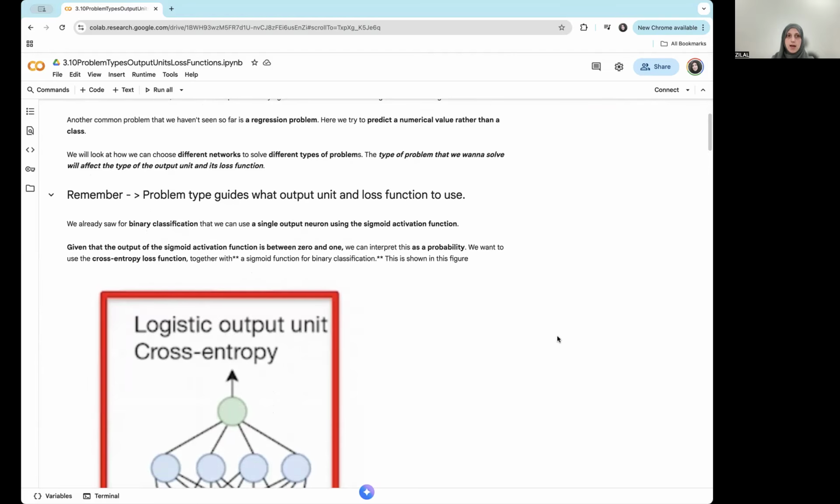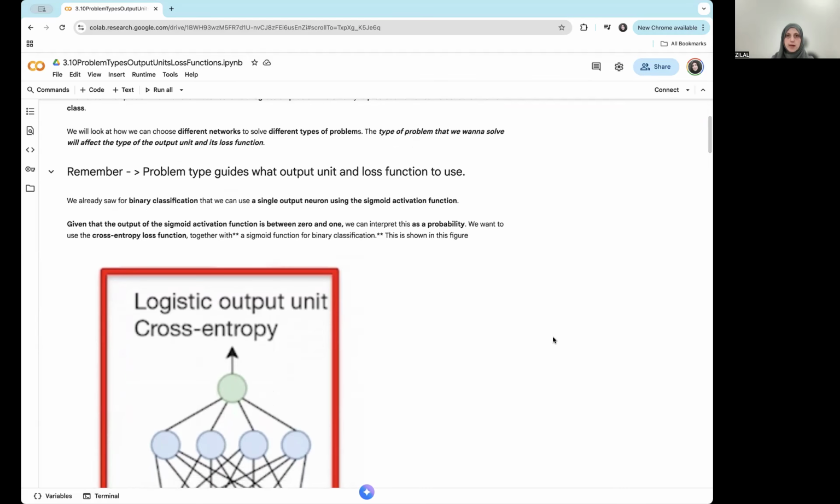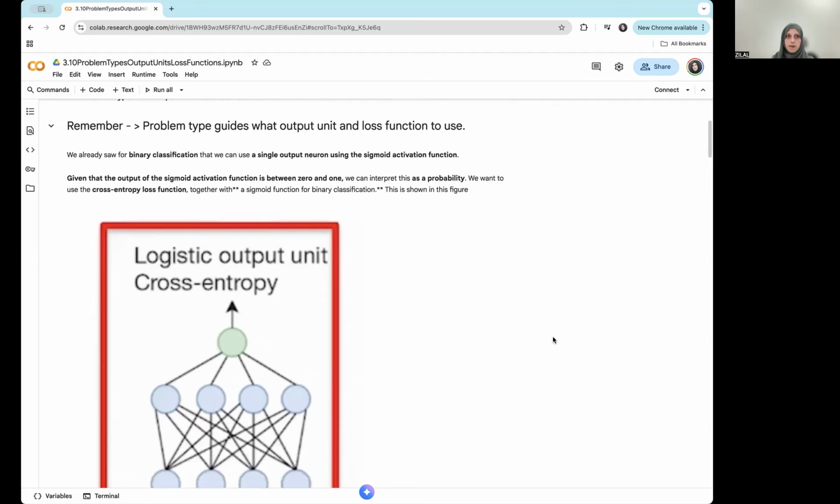We will look at how we can choose different networks to solve different types of problems. The type of problem that we want to solve will affect the type of the output unit and its loss function. Remember that the problem type guides what output unit and loss function to use.